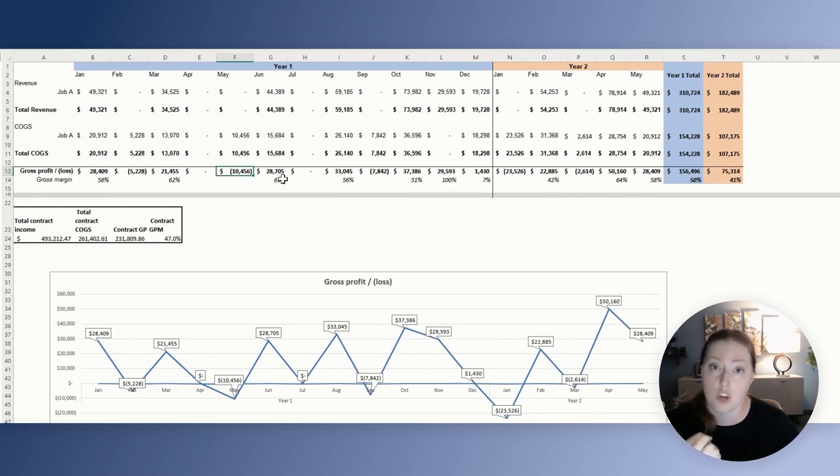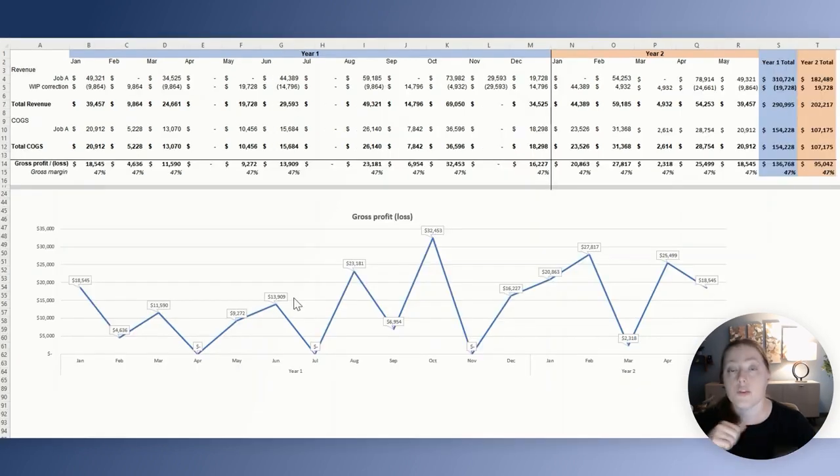And keep in mind, this is just one job. If you have 20 jobs, 30 jobs, maybe even 100 jobs, this is going to be very muddled, and it's going to be very hard to figure out how the jobs are truly doing, which is why work in progress comes in to help. So here is the same job with a work in progress adjustment. This is something your accountant would do to adjust for this.